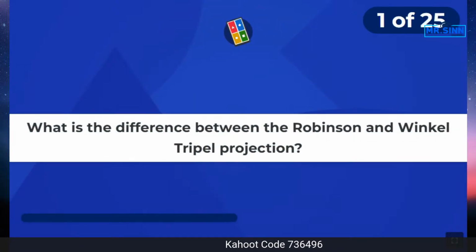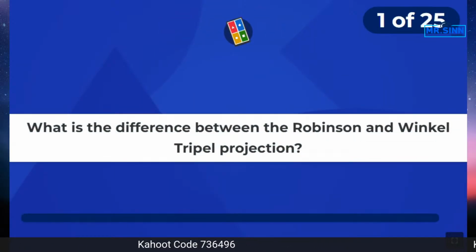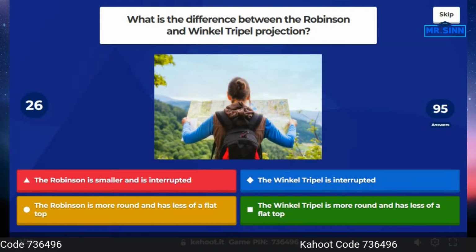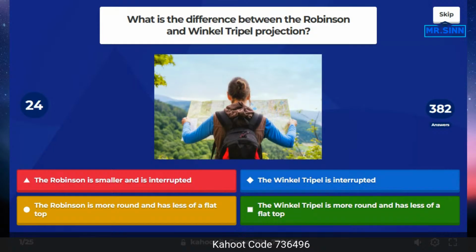What is the difference between the Robinson and Winkel triple projection? What do we got? All right, we got a lot of people in.